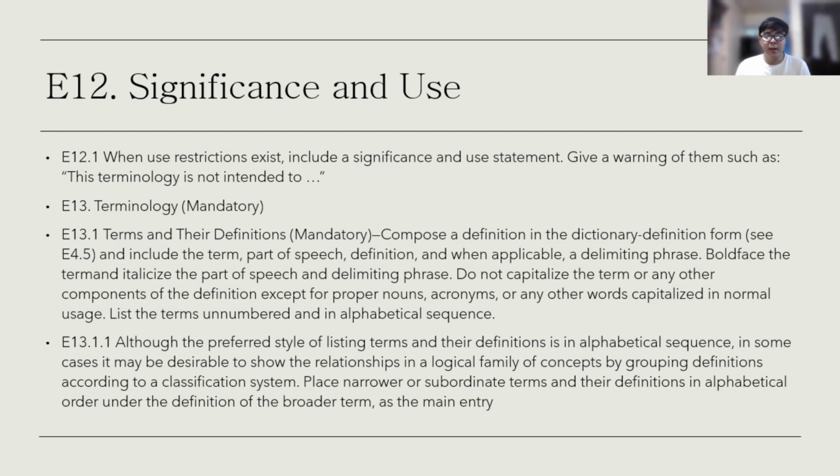List the terms unnumbered and in alphabetical sequence. Although the preferred style of listing terms and their definitions is alphabetical sequence, in some cases it may be desirable to show the relationships in a logical family of concepts by grouping definitions according to a classification system. Place narrower or subordinate terms and their definitions in alphabetical order under the definition of the broader term as the main entry.